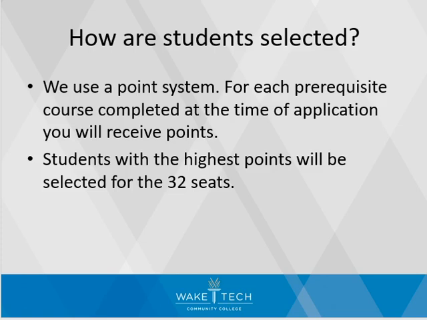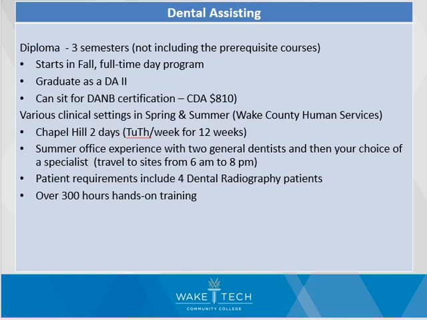So if we only choose 32 students, and typically we average about 70 applicants or fewer, we use a point system to make those selections. For each prerequisite course or general education course completed at the time of application, you will receive points for grades of A, B, or C. Students with the highest points will then be selected for the 32 program seats.